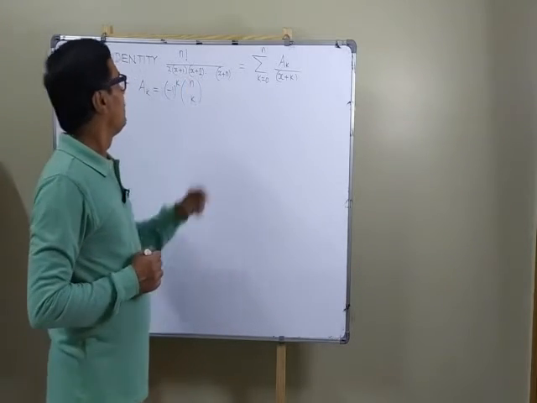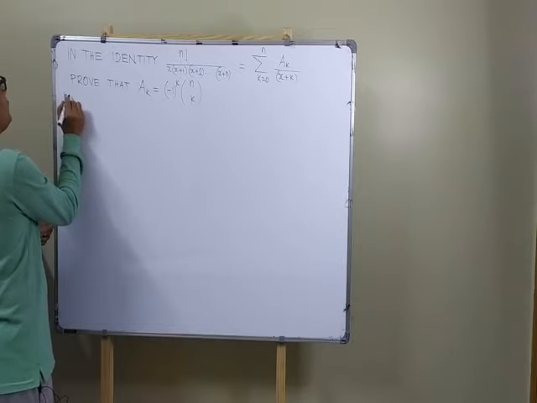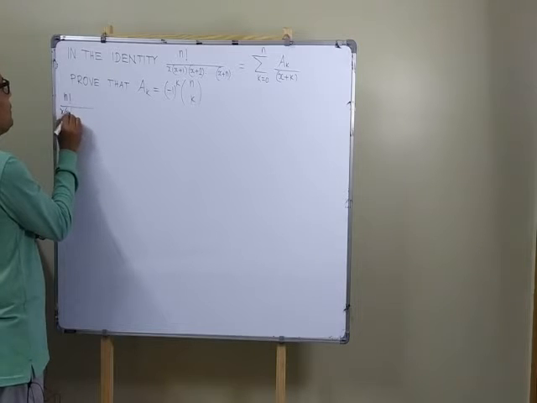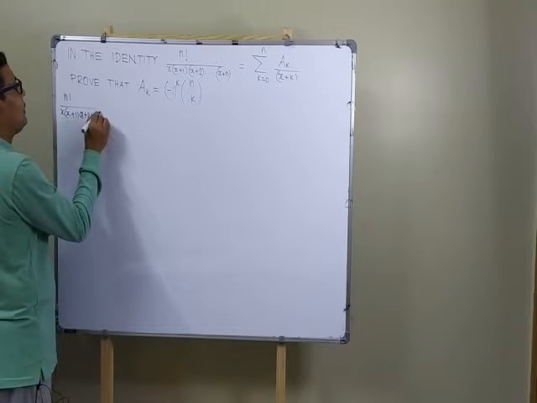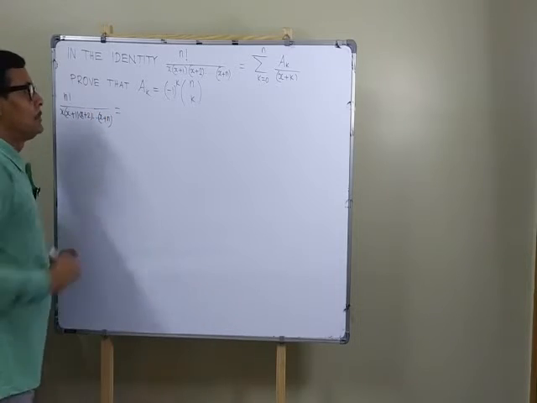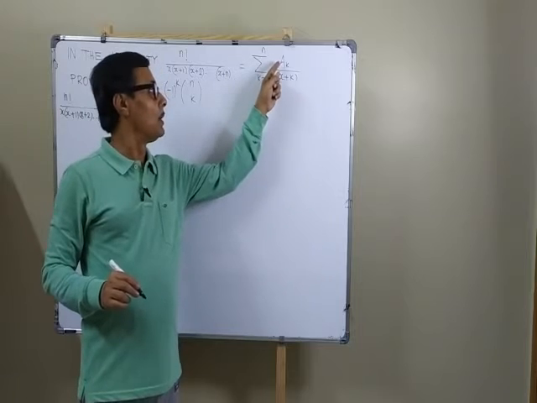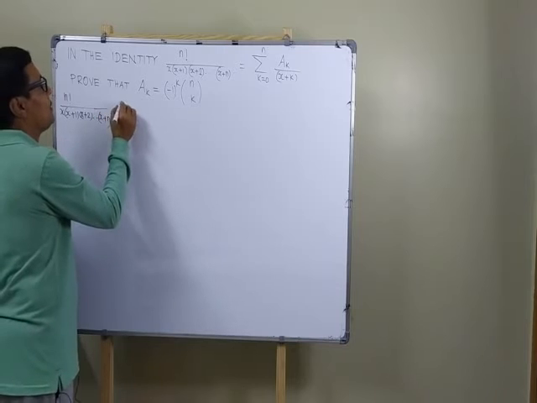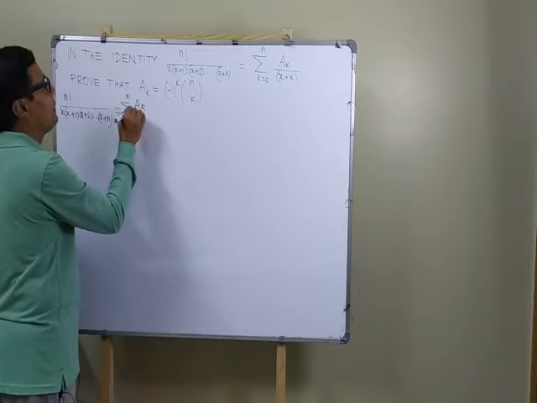At first we shall write down this identity, that is n factorial over x times x plus 1, x plus 2, dot dot, x plus n. This is equal to summation k equal to 0 to n of ak over x plus k, that is summation k equal to 0 to n ak over x plus k.